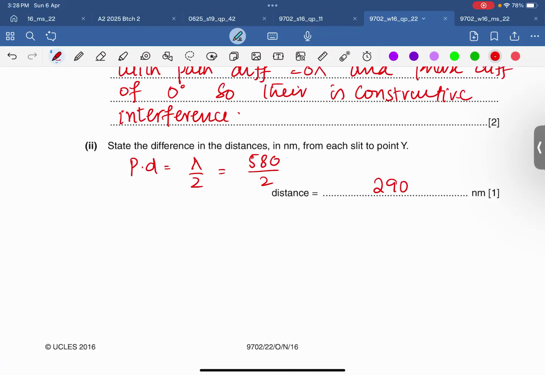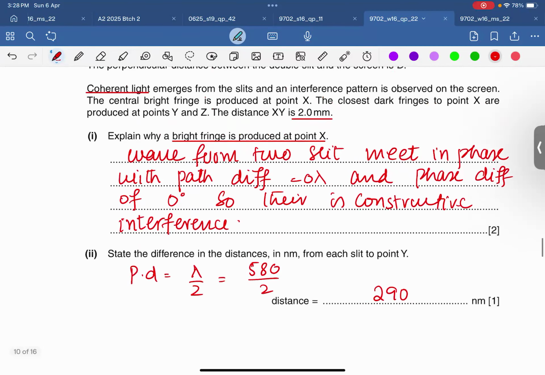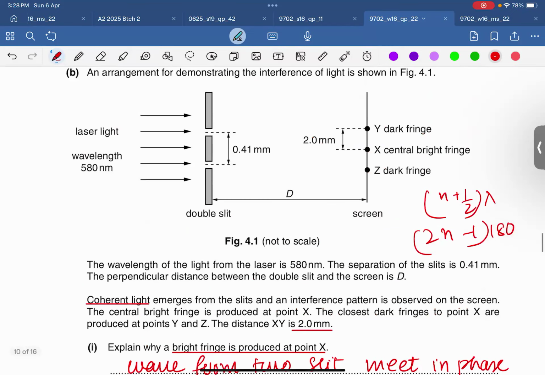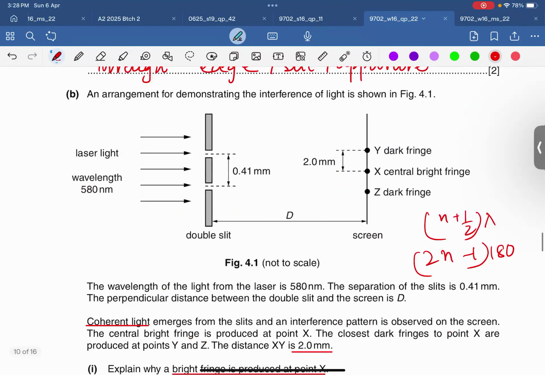Shouldn't it be like n plus one half into lambda for a dark fringe? Yes. So n is 0 because there isn't any first bright fringe produced, right? So n is 0. So just 1 over 2 is left, and when you multiply it with lambda, you'll get lambda by 2. Clear? The central bright fringe has 0 as its number, okay? This is considered as 0, and then you consider this as the first bright fringe, then second, then third, and so on. Clear?